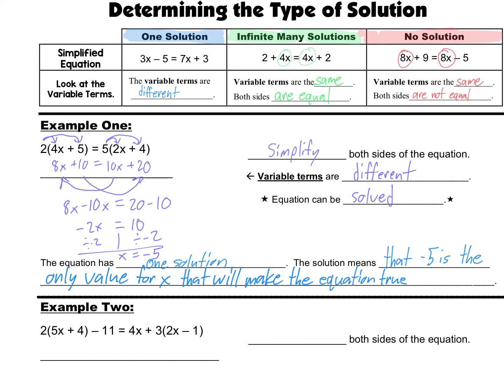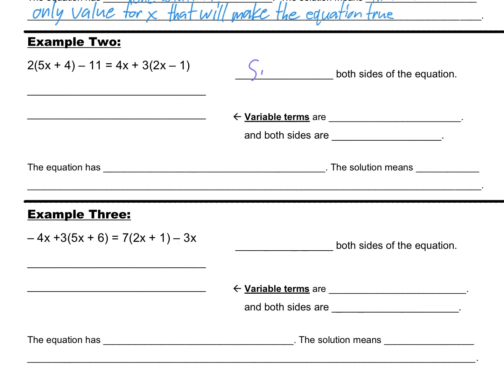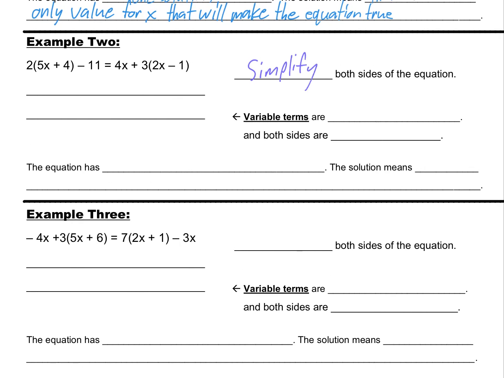Now, let's look at example 2. Once again, we are going to simplify both sides of the equation. In this case, we once again have parentheses, so we're going to take care of those first using the distributive property. 2 times 5x gives us 10x. 2 times 4 gives us 8. We're going to leave the stuff outside of parentheses alone, so we have negative 11 equals 4x plus, and then once again we have parentheses. So 3 times 2x is 6x, and 3 times negative 1 is negative 3.